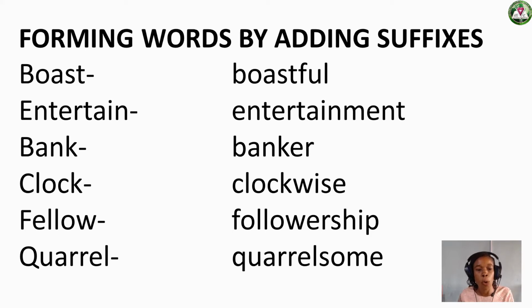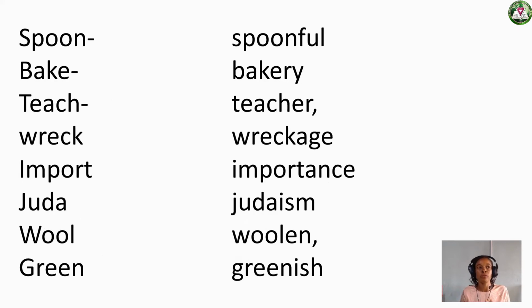We have fellow. Fellow is a correct word. When you want it to change from fellow to something else, you can add ER, that's follower. Or you can also add SHIP. You have followership. Though they are not the same, both are correct. You have quarrel. When you want it to change, you have quarrelsome. That means you attach some to quarrel, joining it as one word. You now have quarrelsome.